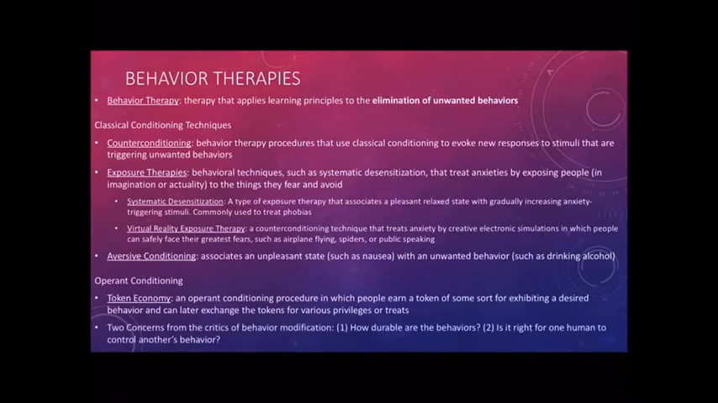But there are two concerns from people who criticize behavior modification in regards to a token economy. So number one, they're asking, how durable are the behaviors? So once we stop giving people those rewards, once we stop giving them the tokens, are they going to continue to do the good behaviors? Once people get out of AA and they're no longer being rewarded for not drinking, are they going to continue not to drink even though they're not being rewarded, or are they going to revert back to that bad behavior of drinking again? And the second question is, is it right for one human to control another's behavior?